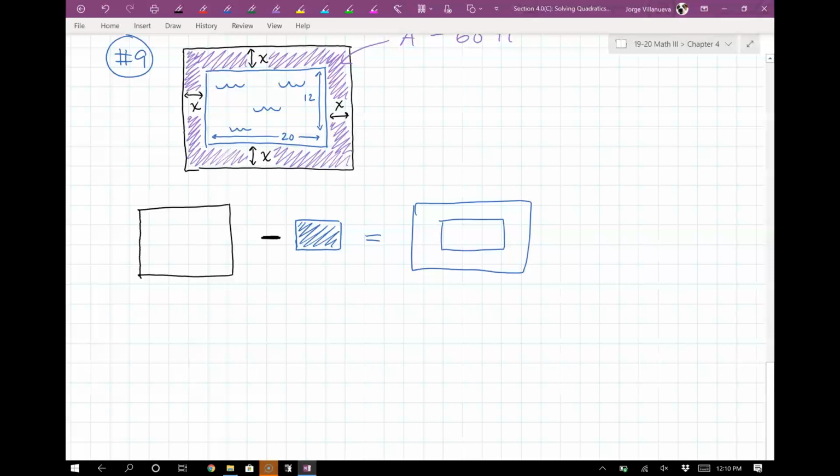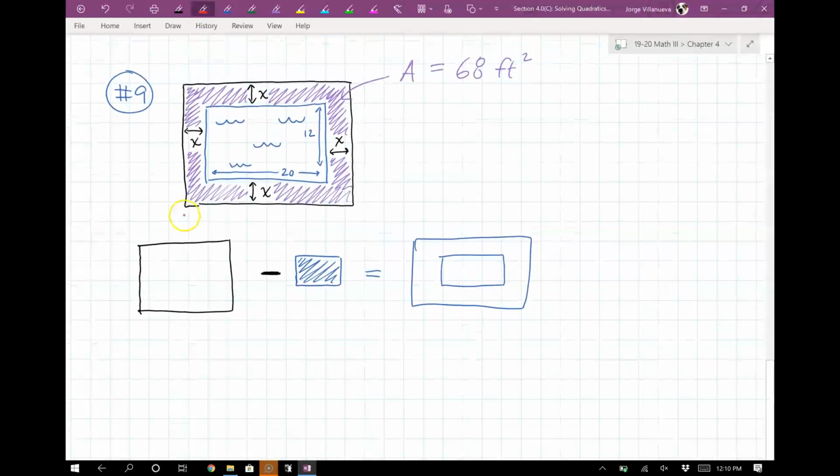And then all I have left is that. That makes sense? That's going to be the walkway. Okay? So I have to take away the swimming pool. Right? I got to take away the swimming pool. So this is how I'm going to do this.